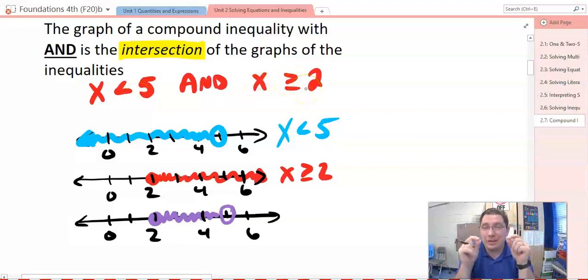Because again, "and" means it has to be what? Both. It cannot just be one or the other because it's "and". It's got to work for both to be a final solution to this.